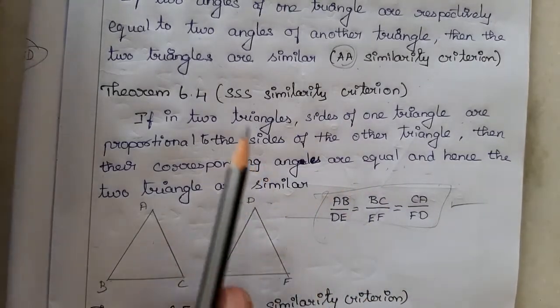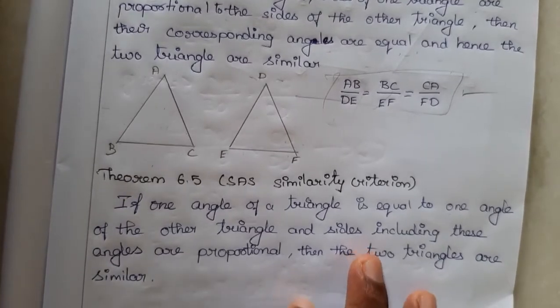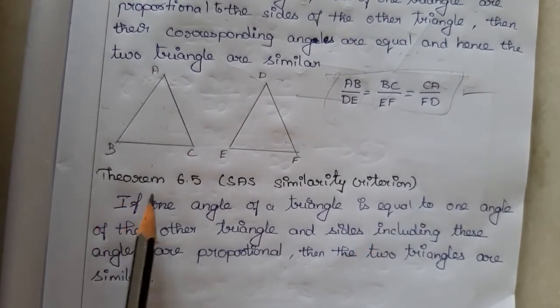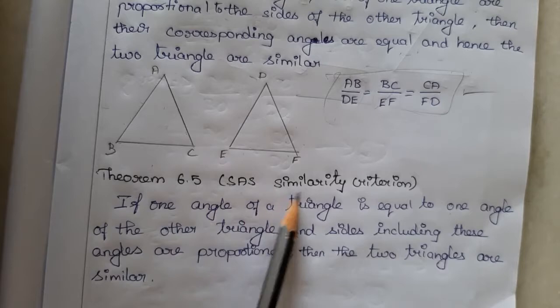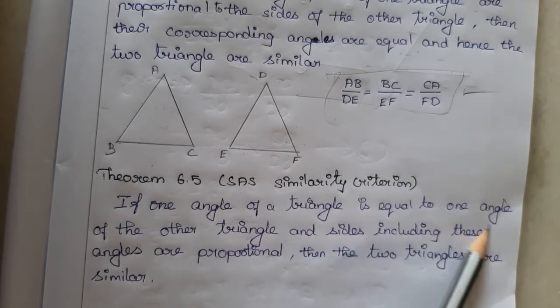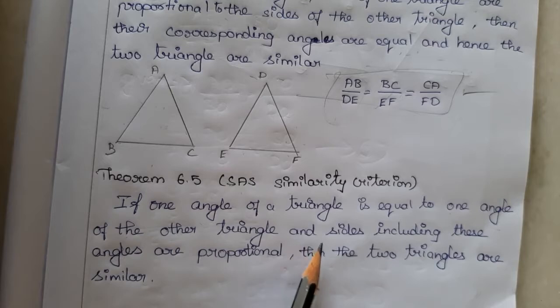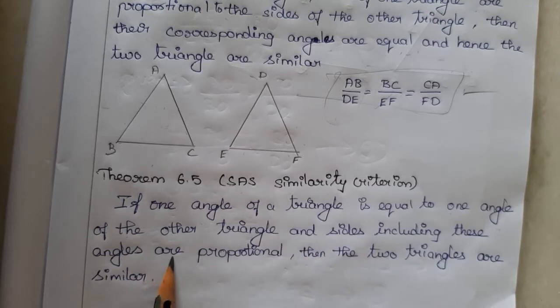Directly we can say by this theorem these two triangles are similar. And finally we go for the next theorem, 6.5 SAS similarity criterion. If one angle of a triangle is equal to one angle of another triangle and the sides including these angles are proportional, then the two triangles are similar.